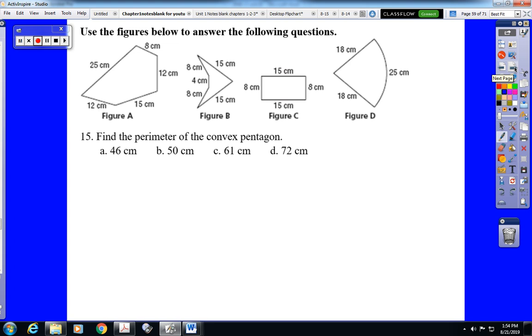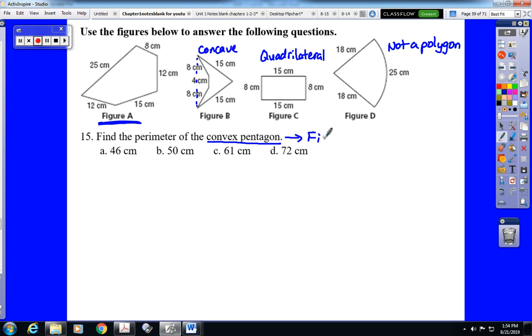Okay, so here we have 4 different figures, and they use some vocab to make the problem a little bit harder by saying find the perimeter of the convex pentagon. If we look at these shapes, this isn't even a polygon, so it's definitely not a pentagon. This is a quadrilateral, so it's not a pentagon. 1, 2, 3, 4, 5, that's a pentagon. 1, 2, 3, 4, 5, that's a pentagon. Now the other key word here is convex. This one is concave, so that's not the right figure. The one we want to use is figure A.